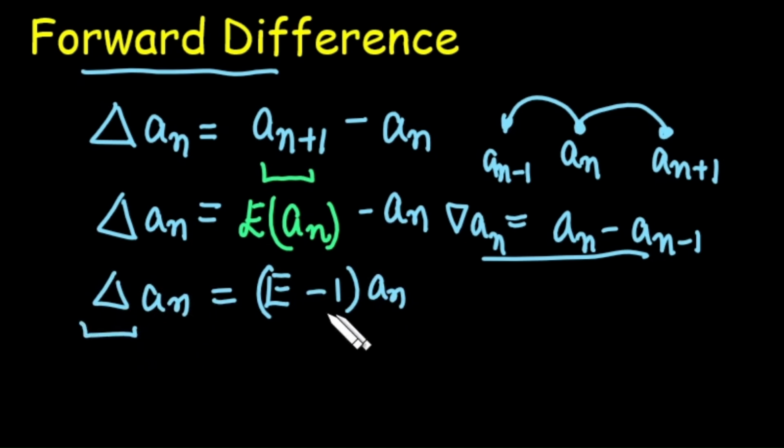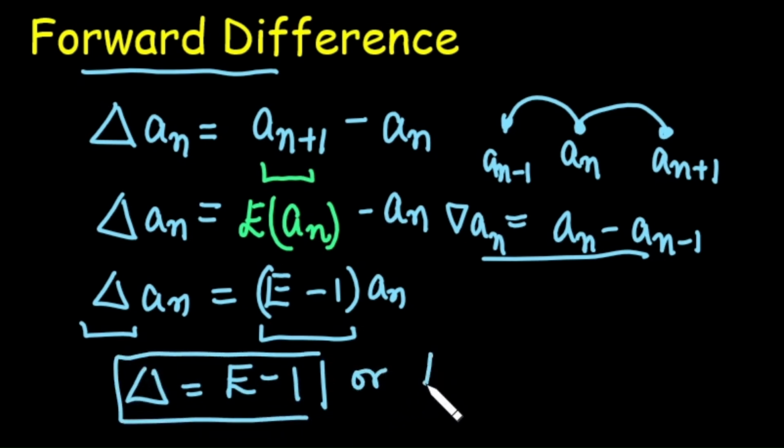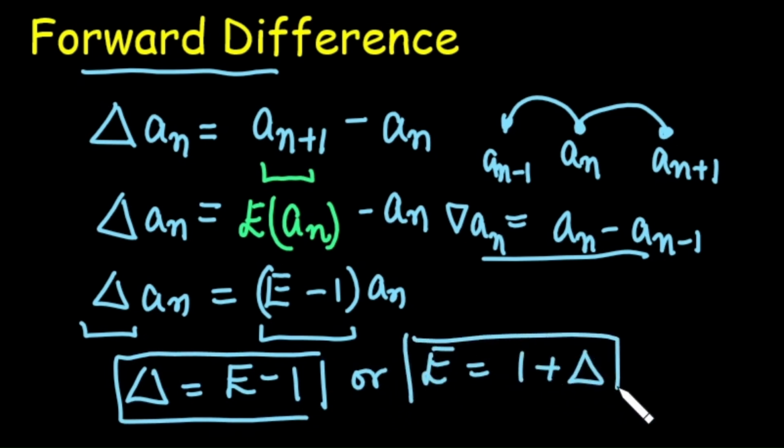Now this is an operator. Also shift is an operator. So from here we get delta is equal to the shift operator minus 1, or we can say the shift operator is equal to 1 plus delta. So here we have the relation between the forward difference and the shift operator, that is, the shift operator is equal to 1 plus the forward difference.